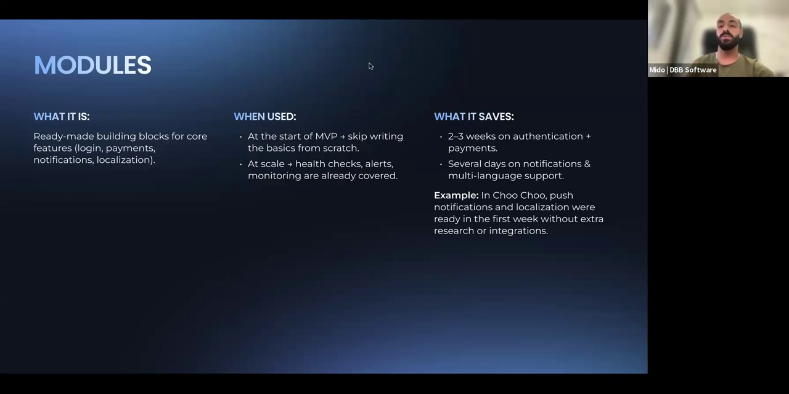But let me read the example here. It's an important one. In Choo-Choo, push notification and localization, because it's important for train tickets. If your train is delayed, or if you have a cancellation, or for example delay compensation. Localization, because it also tells you where your train is, from which platform, and what is the nearest station. All of this was done in the first week without extra research. Because all of this was already ready, we could achieve it in a week. If you are building everything from scratch, you'll need to have this push notification set up and this localization set up. It will take at least triple the time. Let me go to the next one.